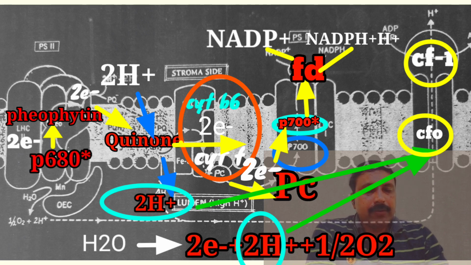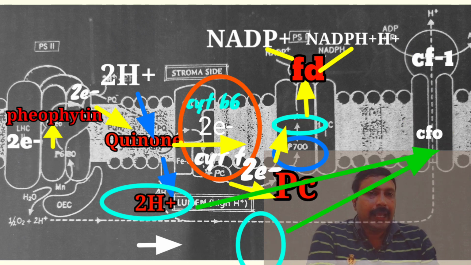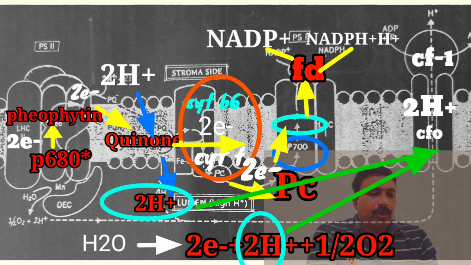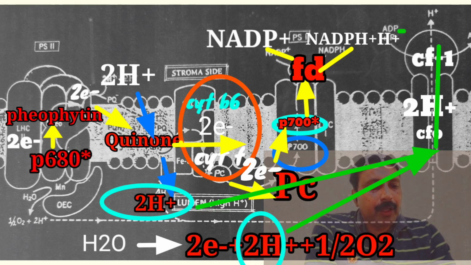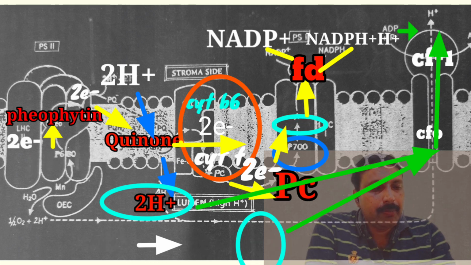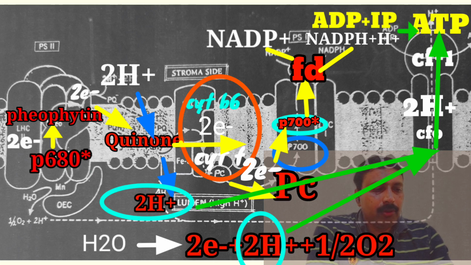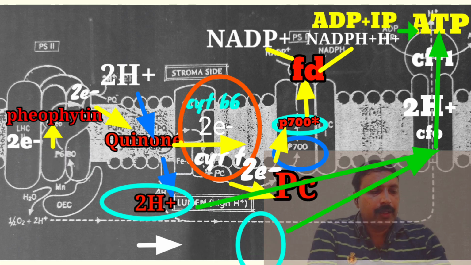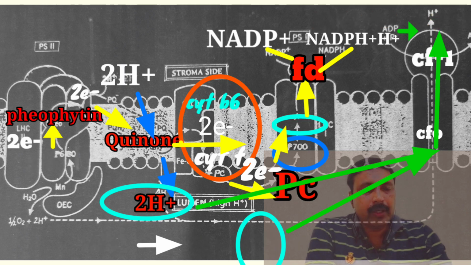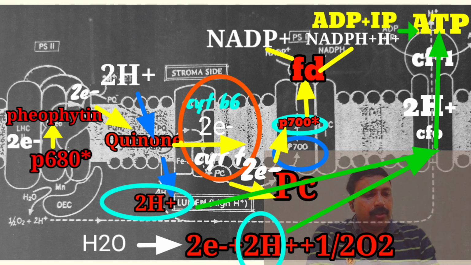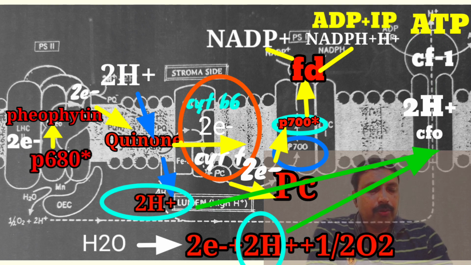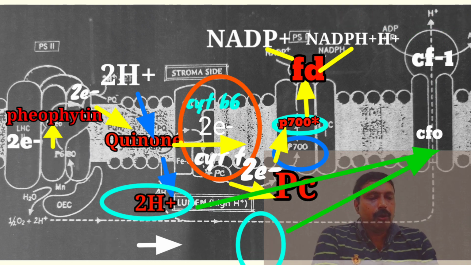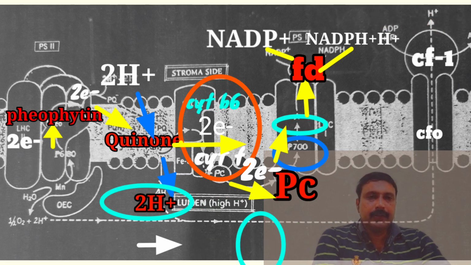Now the CF0CF1 complex allows 2 protons every time. When 2 protons move from the lumen to the stroma, that energy is useful for binding of ADP plus inorganic phosphate to form ATP. Like that, for 2 protons, 1 ATP, and again 2 more protons. How many ATP can be synthesized? 2 ATP. For 4 protons, 2 ATP can be synthesized.